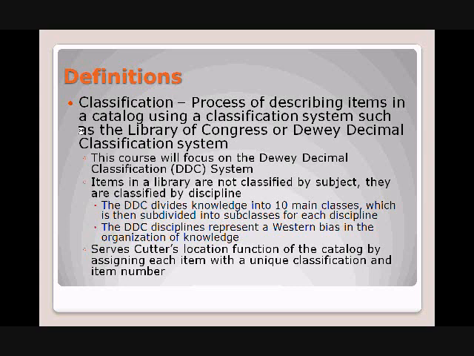Classifying items by assigning them a classification number in a library allows somebody to look up a title by subject area and then be able to go to a specific place on the library shelf and find that item as well as related items on the same shelf.